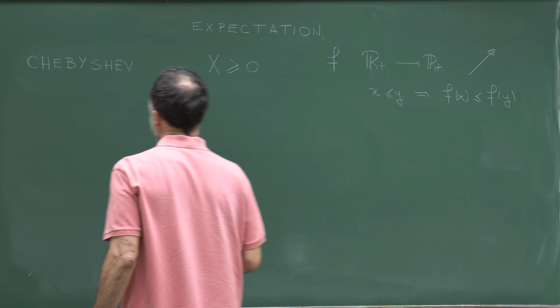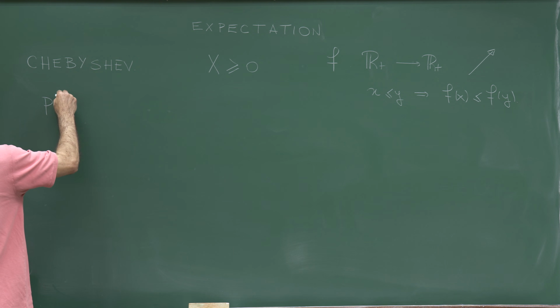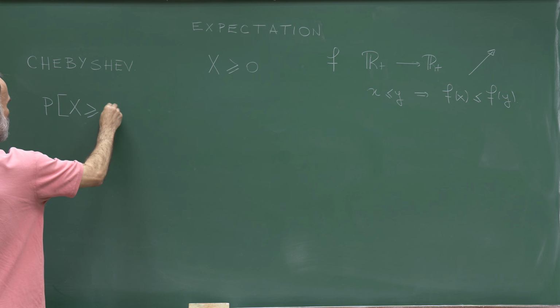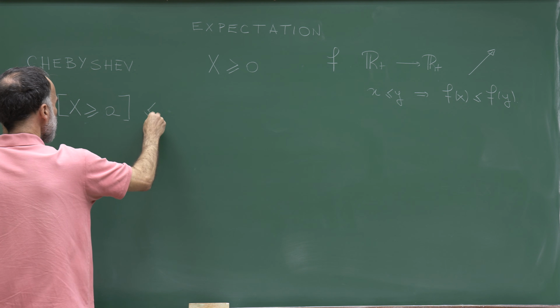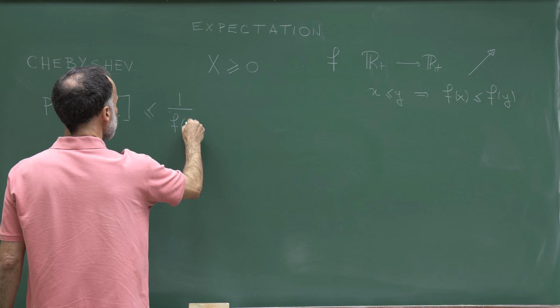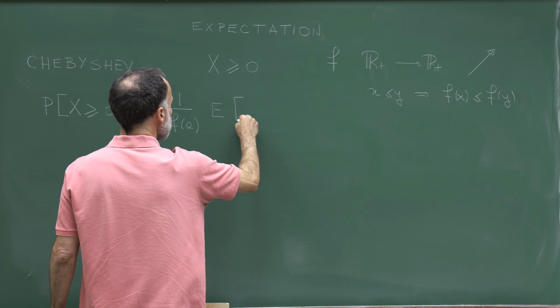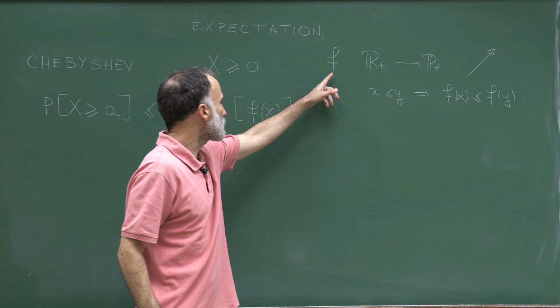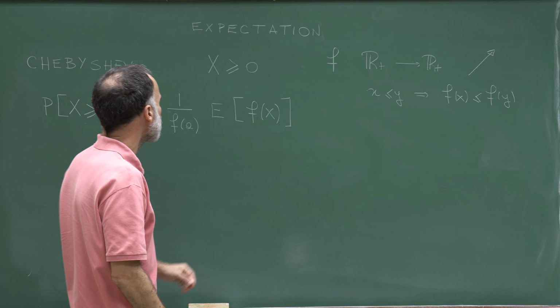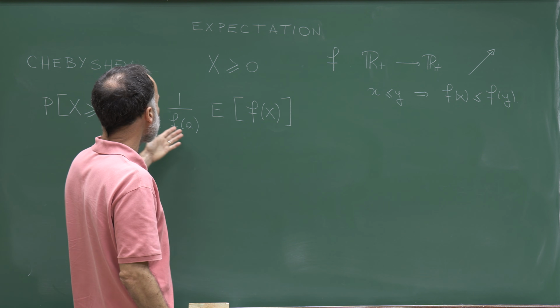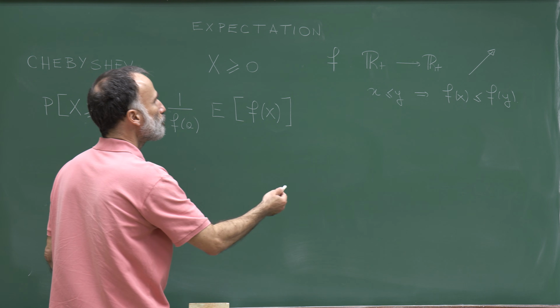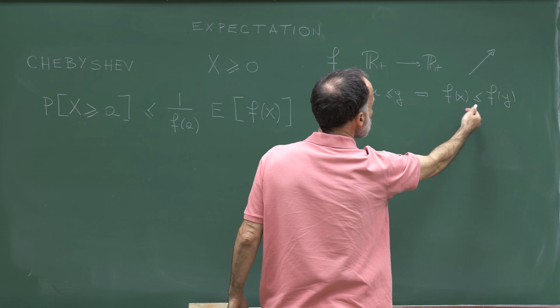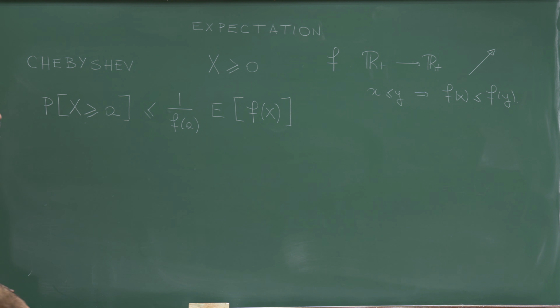And what I claim, what we want to prove, which is Chebyshev inequality, is that the probability that X is larger than a is less or equal than 1 over f of a, times the expectation of f of X. Note that this is well defined because f is non-negative, might be plus infinity, but it's always well defined, and that this inequality holds for any function f which is monotone, non-decreasing, and positive. So let's prove Chebyshev's inequality. That's very simple.